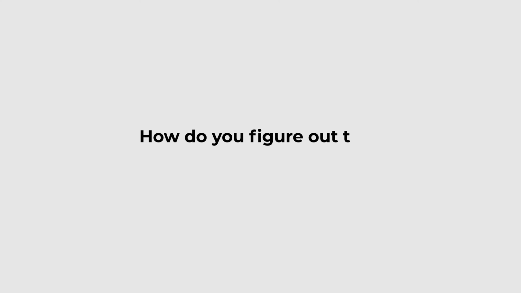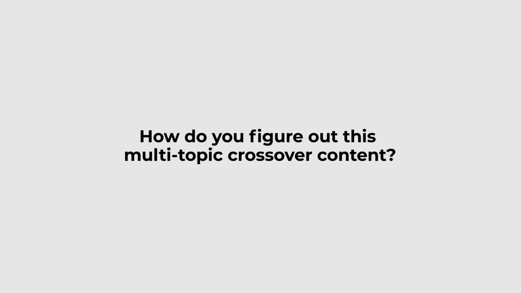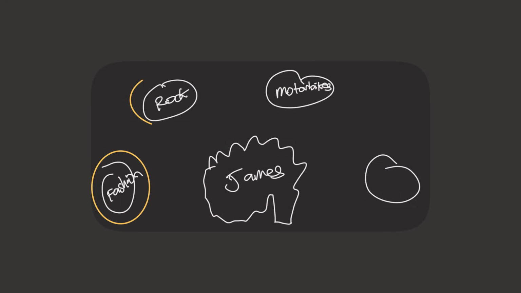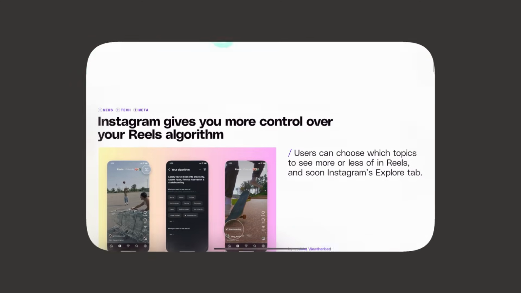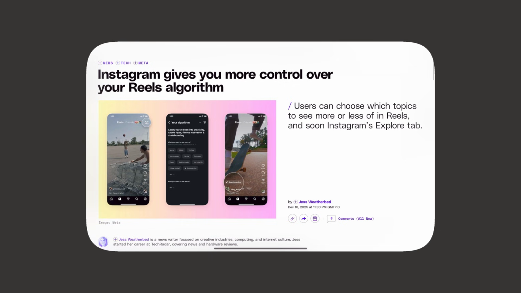But how do you figure out this multi-topic crossover content, let alone making it actually work? Well, before today, this was a mystery because our algorithms were so compartmentalized, as in one video is about fashion and another about rock music. That means in order to create something that has that unfair advantage, you just had to get really creative and hope for the best. But Instagram just made this insanely easy with their new update because now it just shows you what this crossover content is for your specific niche. So let me show you how this works.